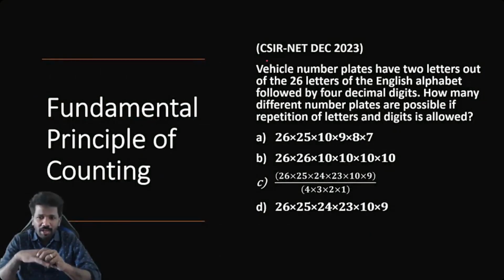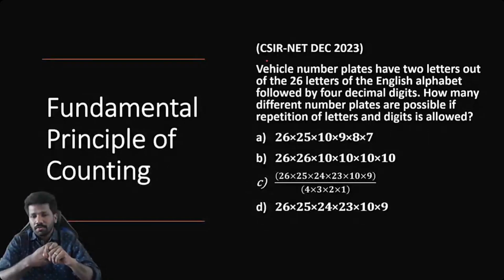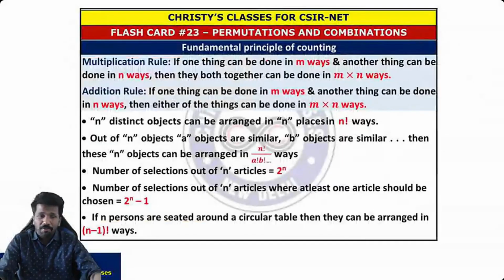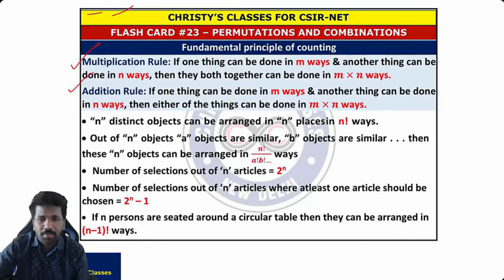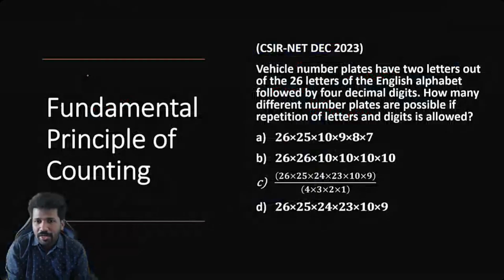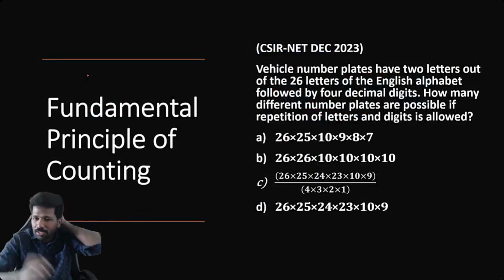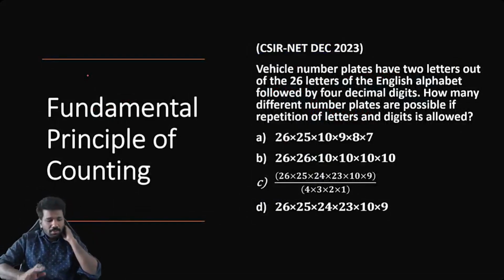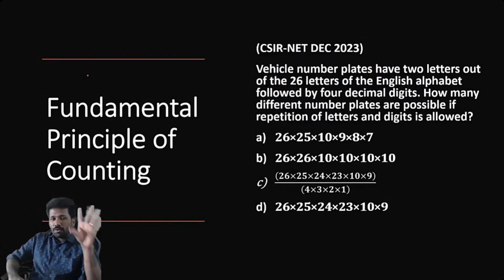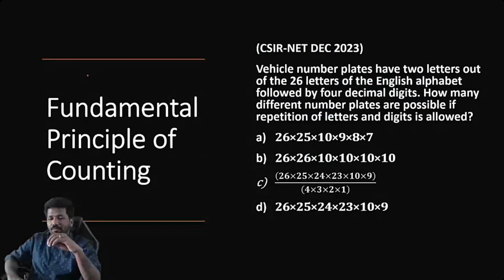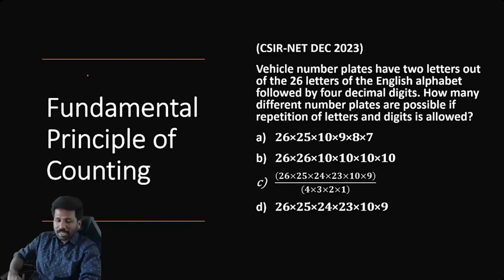Next is a very important topic, probability and arrangements. Arrangements means permutation and combination in particular. In that, a very important idea is the fundamental principle of counting. In this course, we will give a separate lecture on the fundamental principle of counting itself, and the questions related to it. For example, this December 2023 question is purely based on the fundamental principle of counting. If you know what that principle is, you can solve this question in just 1 minute.